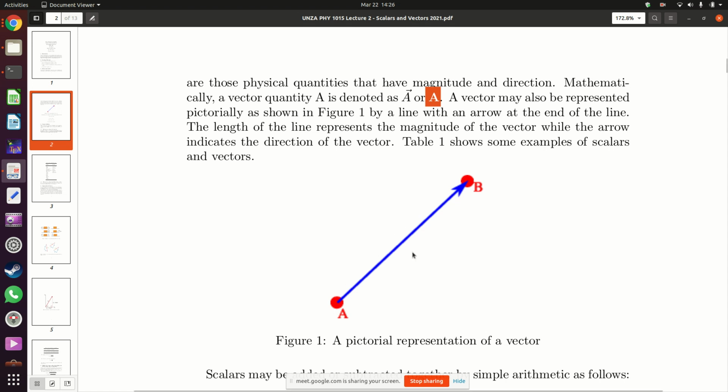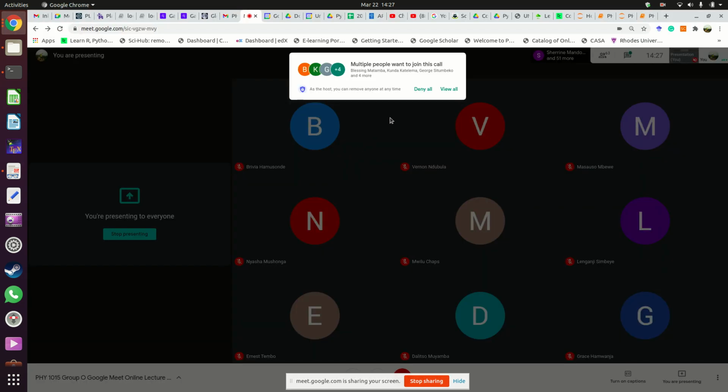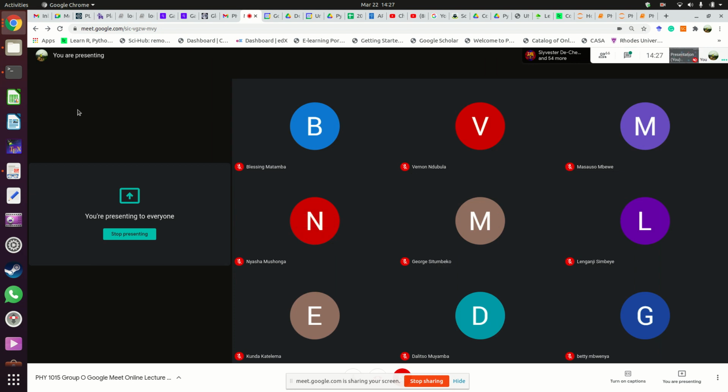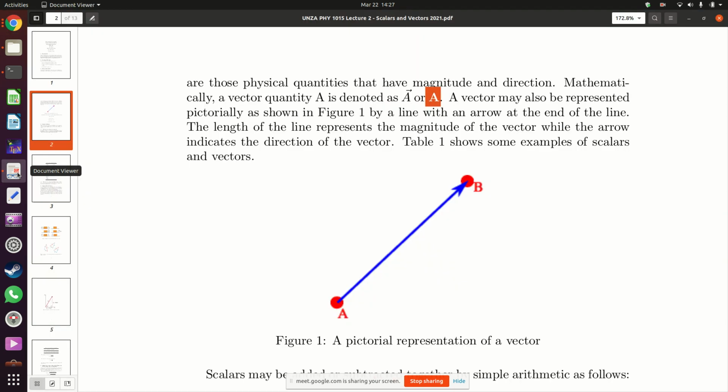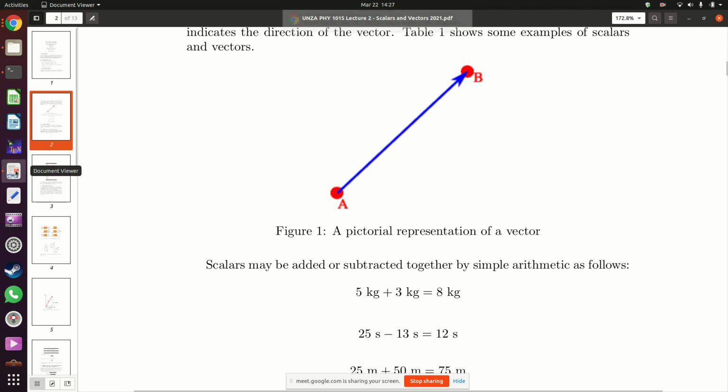These arrows do not necessarily have to be drawn to scale. As long as you have shown us what this physical quantity is, its size, and also the direction, then that's it. That is enough information to denote a vector. Are we clear on how we are going to present vectors going forward? Any questions on what we have talked about so far? Okay, if there are no questions, then I'll move on.